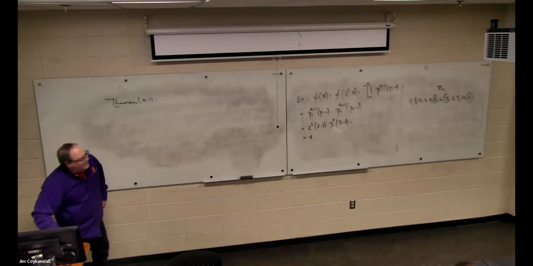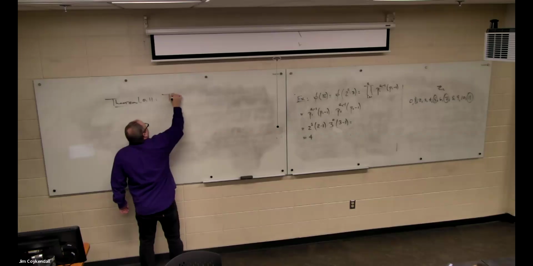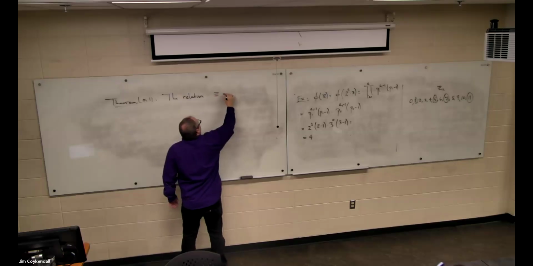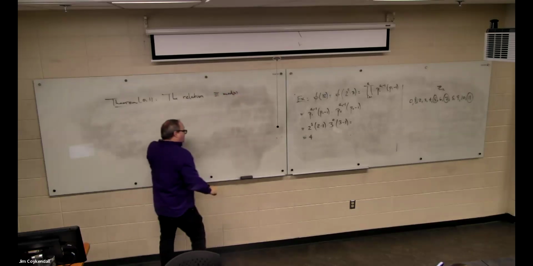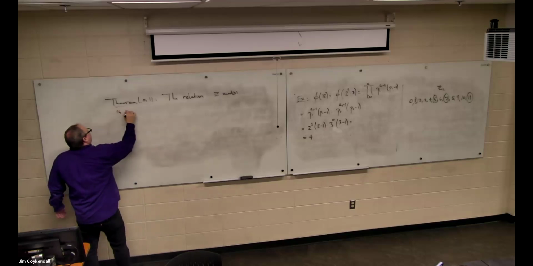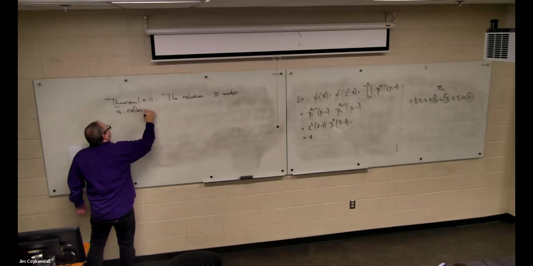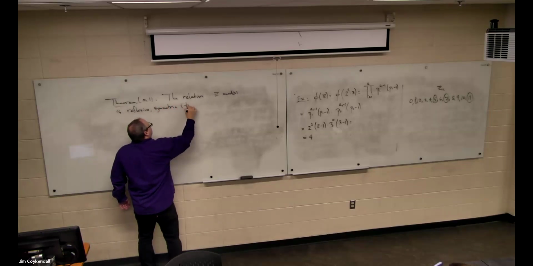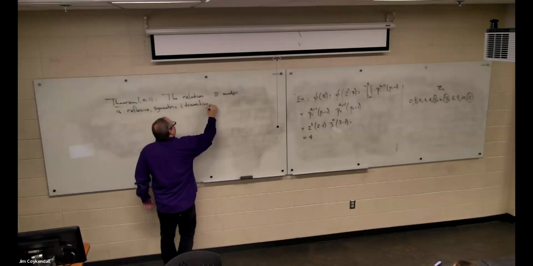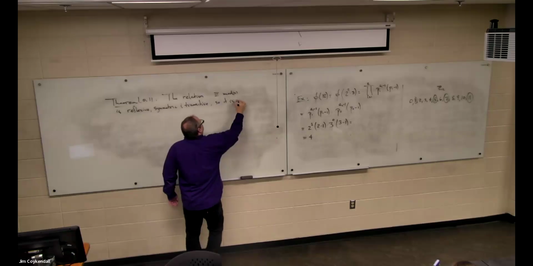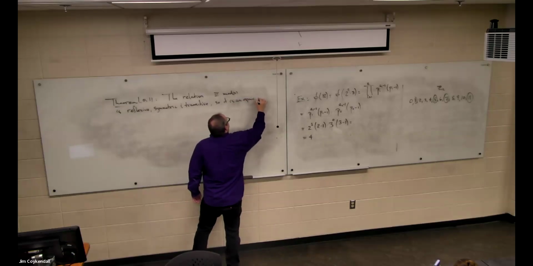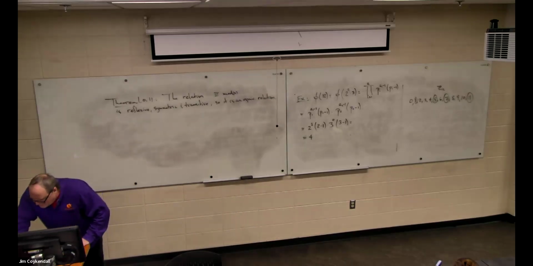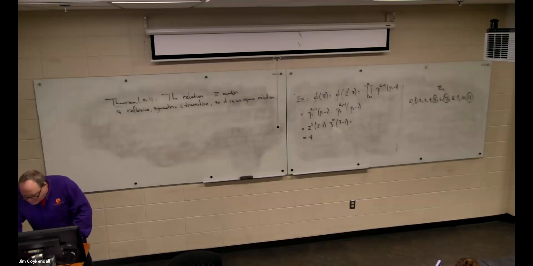The relation equivalence mod n is reflexive, symmetric, and transitive. So it is an equivalence relation. In addition, we have the following properties.